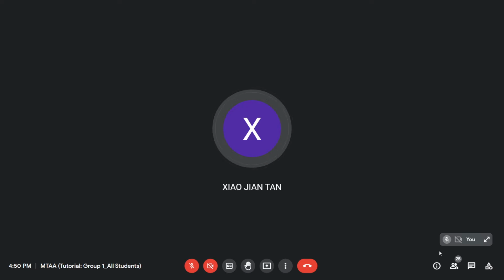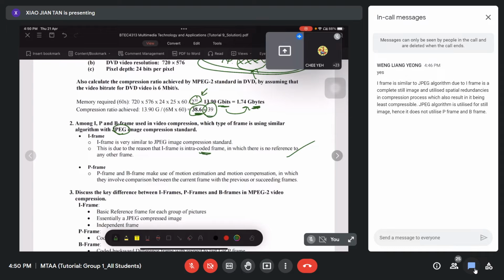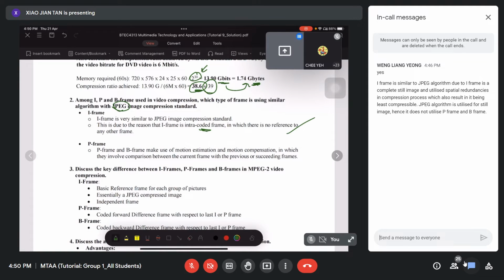Okay, so the answer is correct on this one, especially that the most common reason is that JPEG is meant for still image. Since I frame is a still image and it is an independent image, it's common to have JPEG compression, especially in reducing spatial redundancy information. P frame and B frame make use of motion estimation and motion compensation, in which they involve comparison between the current frame with the previous or succeeding. This is explaining that P and B are not using JPEG, I frame yes using.